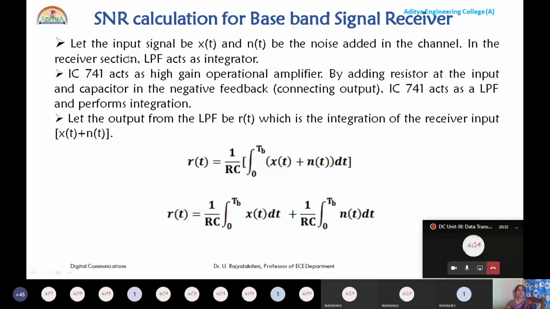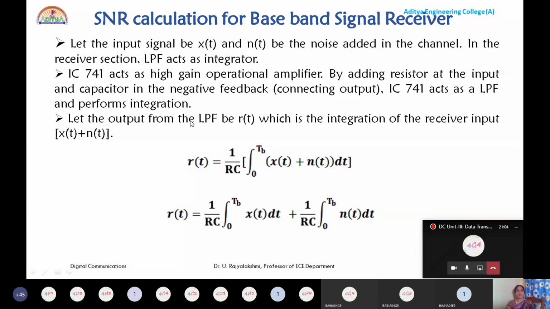Now, what is the input signal? Let us assume the input signal be x of t, and n of t be the noise added in the channel. In the receiver section, the low pass filter acts as an integrator. I told you the points. And here IC741 acts as a high gain operational amplifier. By adding a resistor at the input and a capacitor in the negative feedback connecting the output, this IC741 acts as a low pass filter and performs integration.